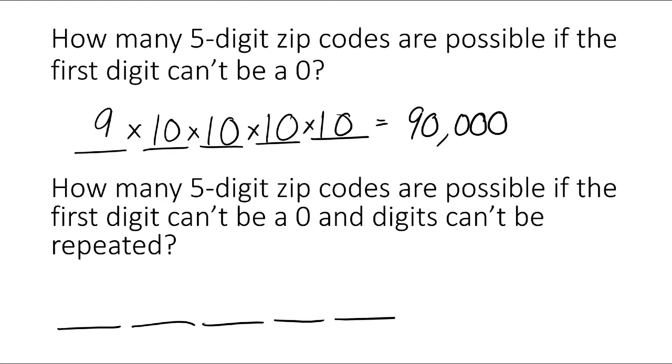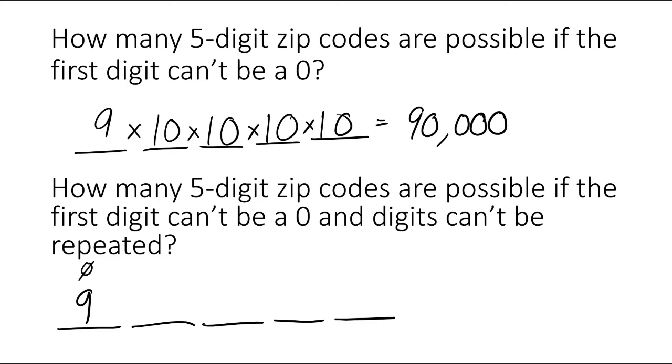First digit can't be a 0, so there are 9 choices. Now the second digit can't be whatever the first digit was because we can't repeat digits. So if we think about the first digit, the only thing we can't use is 0. We can't use that one.